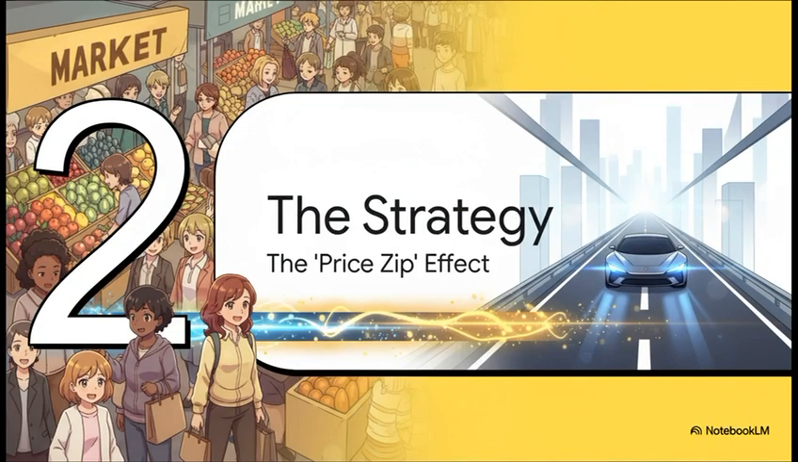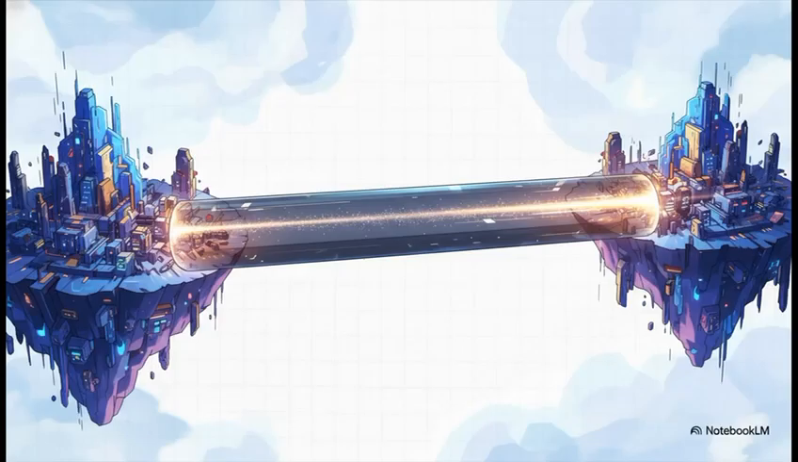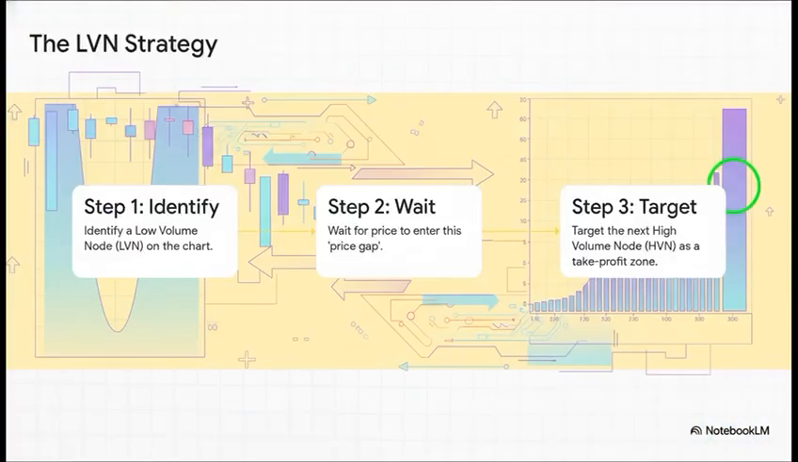And this brings us to the actual strategy. Once you know the difference between a busy marketplace and a deserted highway, you can use that knowledge. It leads to this really cool phenomenon we can call the price zip effect. Because the market sees those low volume nodes as inefficient, empty voids, it really doesn't like to spend any time there. So when the price drifts into one of these gaps, it has this powerful tendency to just move, or zip, straight through it, looking for the next area of stability, the next busy marketplace, the next high volume node.